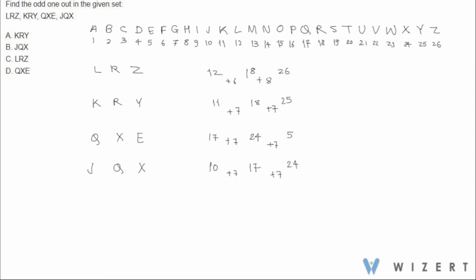So the only different member here is LRZ, which is obtained by adding 6 and 8 in its consecutive members. So the odd member is LRZ. Therefore, we can say the answer is option C.